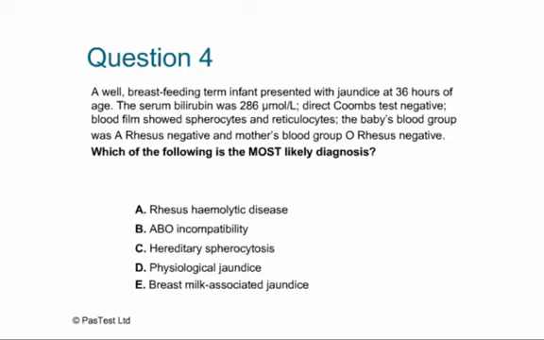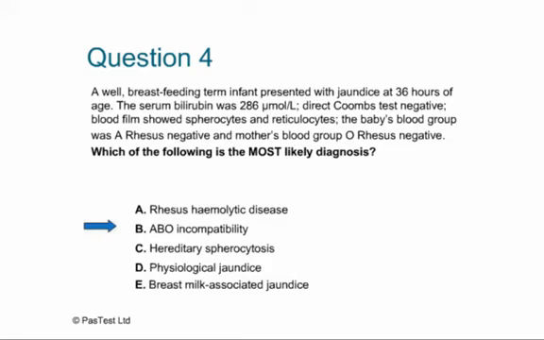Rhesus hemolytic disease is not possible as the baby is rhesus negative. Spherocytes and reticulocytes are seen commonly on the blood film in ABO incompatibility. The direct Coombs test is sometimes negative in ABO incompatibility, reflecting a low concentration of antibody on red cells compared to rhesus incompatibility. So the most likely diagnosis here is B, ABO incompatibility.